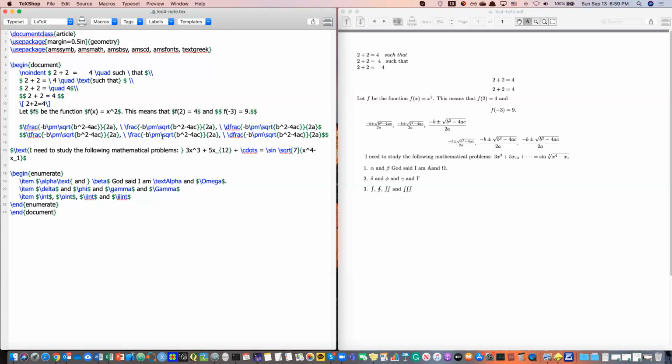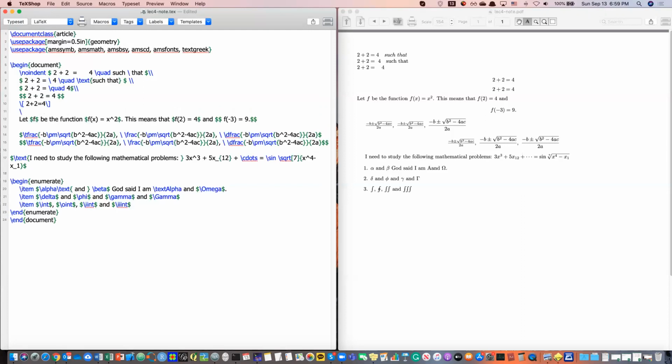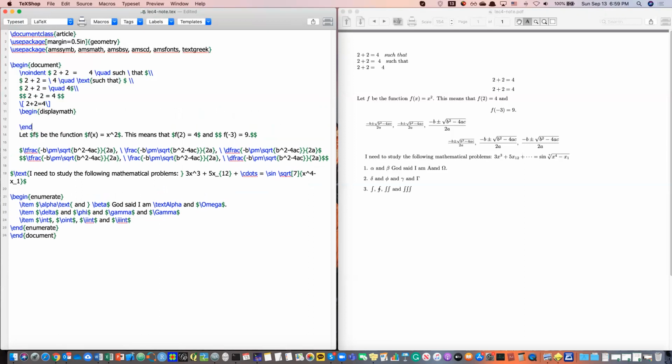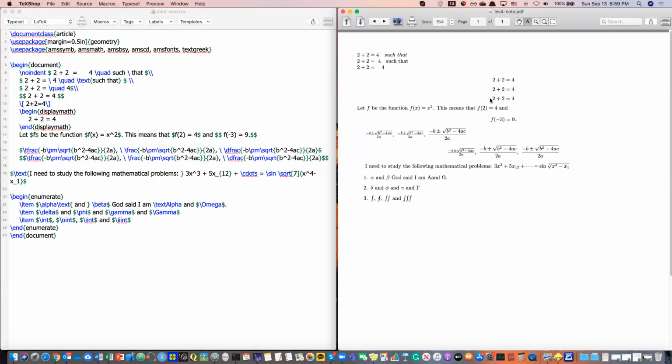Now the next rule is this. The backslash bracket is actually the short expression of the display math environment. What I mean is the double dollar symbol and the backslash bracket are the short expression of the display math environment. For example, 2 plus 2 equals 4. See, we're going to get the same expression as the other two.